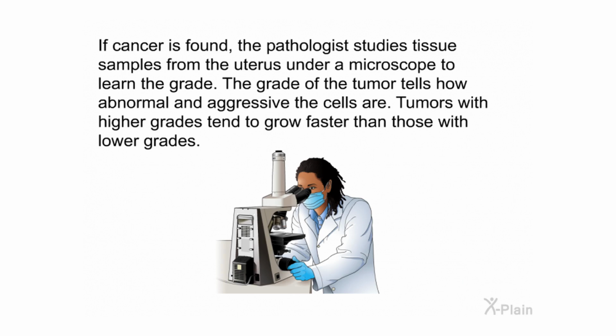If cancer is found, the pathologist studies tissue samples from the uterus under a microscope to learn the grade. The grade of the tumor tells how abnormal and aggressive the cells are. Tumors with higher grades tend to grow faster than those with lower grades.